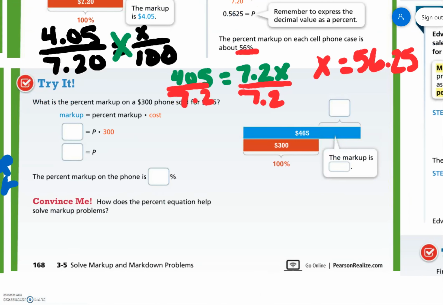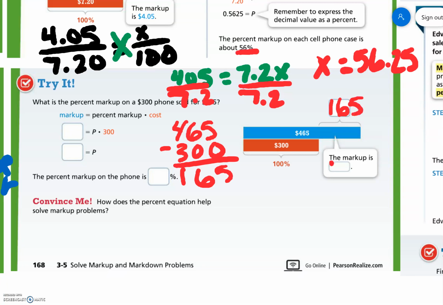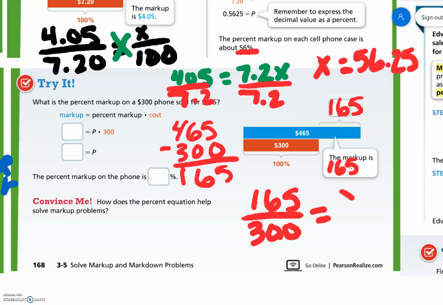Let's try it. What is the percent markup on a $300 phone case sold for $465? So again, first step is to subtract. 465 minus 300 equals 165. So the markup is 165. We need to find that percent. So 165 is the part. The whole is the original. So it originally cost 300. We don't know what that percent is, but we do know it's over 100.